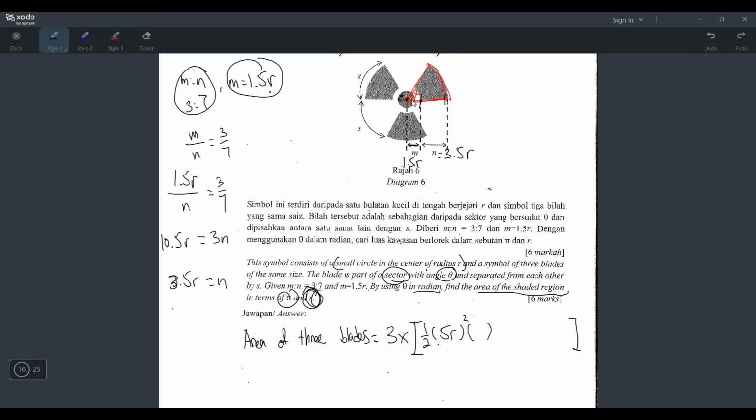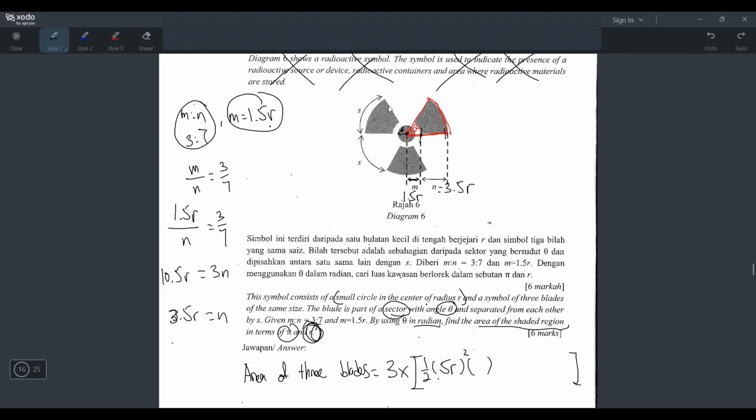Okay, actually how to find the theta? I remember just now they mentioned something about S, right? The blade is part of a sector with angle theta and separated from each other by S. Oh, it means this S is this one. So S is actually the length of arc. So this length of arc should be S also, right? And this arc should be S also, right? And they are separated by S also. So this is also S, and this is also S.